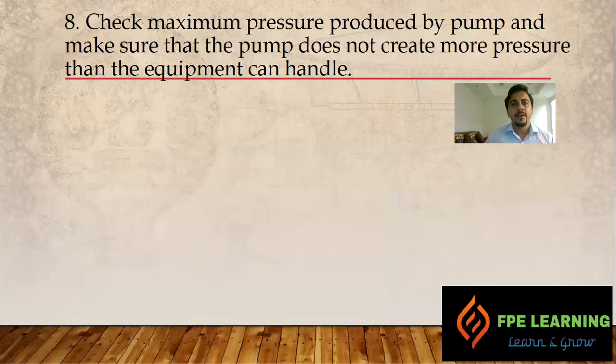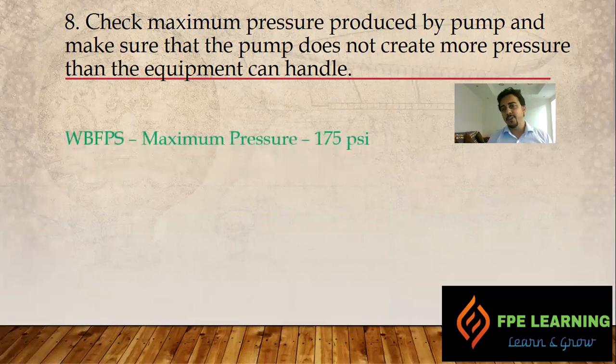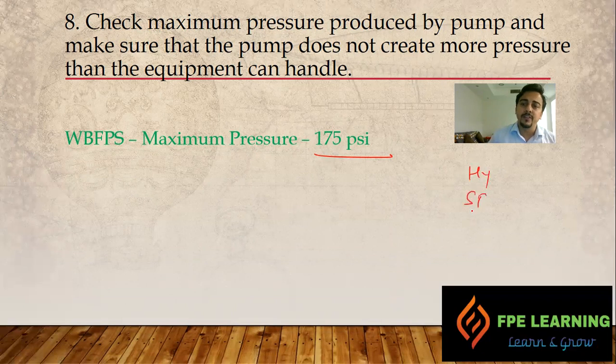Point number 8 talks about checking the maximum pressure produced by the pump and making sure that the fire protection system that is going to face those pressures is rated for that. For example, most of the water-based fire protection systems need 175 psi. Let's say it's a hydrant or sprinkler system, standpipe system, water spray system, or whatever kind of fire protection system.